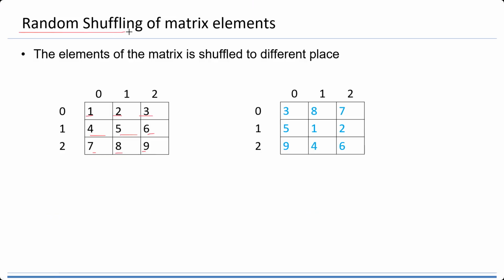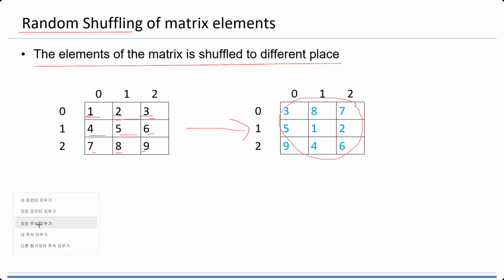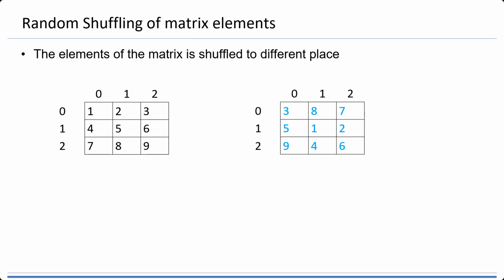Now I'm going to shuffle. Shuffle, you already learned. Random shuffle or shuffling. Okay. Random shuffling of matrix elements. The elements of the matrix are shuffled to different places. So when we do the random shuffle, it means every one of these numbers will be relocated, and it is random. Now, how can we do this randomization?